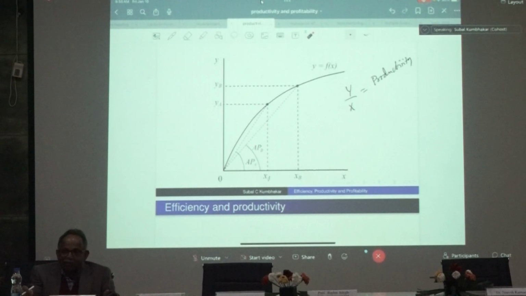Remember, I just mentioned at one point that we often say, especially in development economics, that the country is poor, meaning that productivity is low because we don't have enough resources, right? This is a common perception. But in terms of a graph like this, it's just saying that that is not the case.